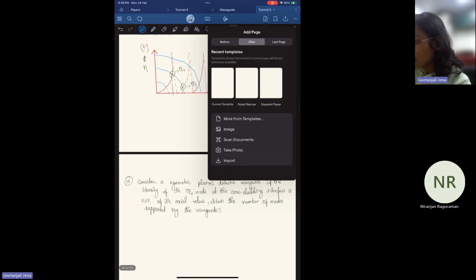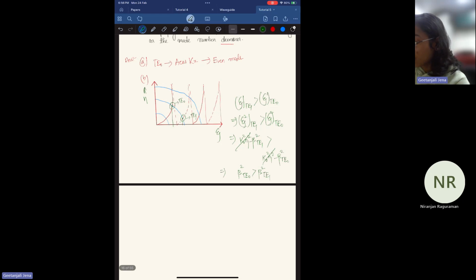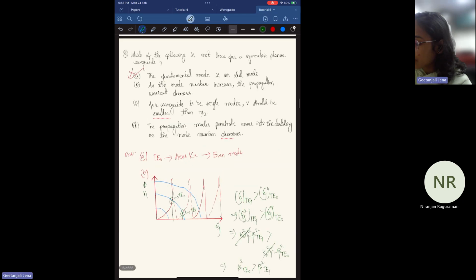So for the same waveguide, if it supports more modes, then as the mode number increases, the beta value will decrease. So the fundamental mode will have the highest value of beta. So that means this option is correct. So this can't be answered.